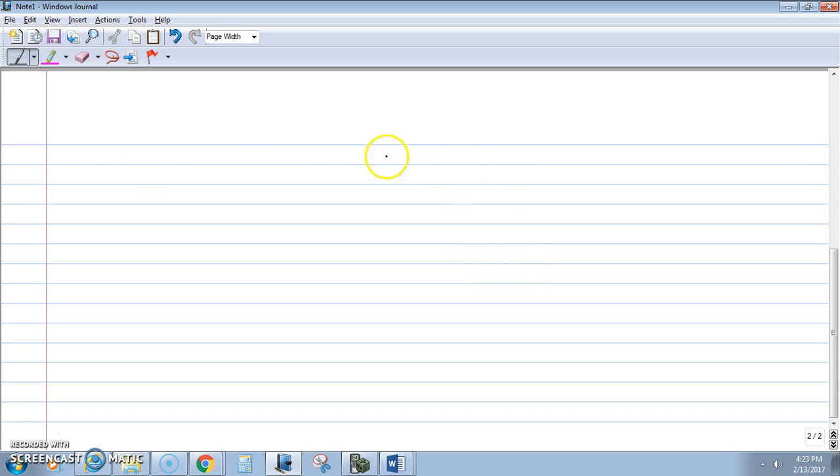So this one, let's see, how about, this is number 10 on the practice problems. Number 10 is x squared minus 10x plus 26 equals 8.